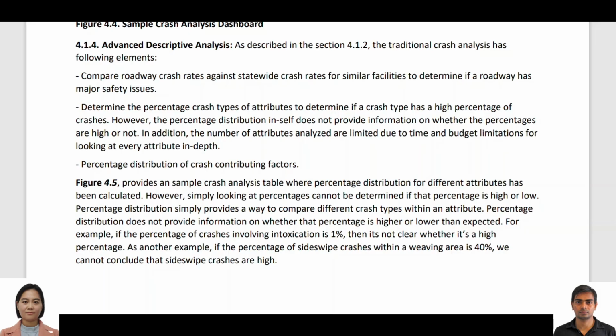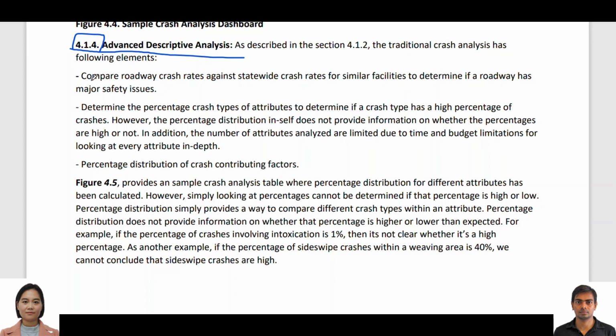Now we will discuss how we can take the simple dashboard and do some advanced safety analysis with those dashboards. So, section 4.1.4, advanced descriptive analysis. I think last time I said 4.1.6, so it's 4.1.4 where we are discussing some concepts related to advanced descriptive safety analysis.